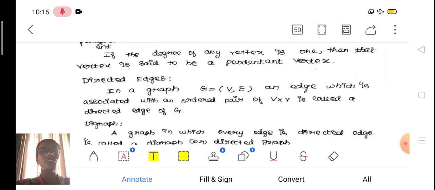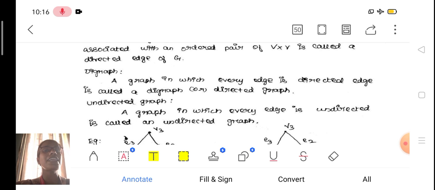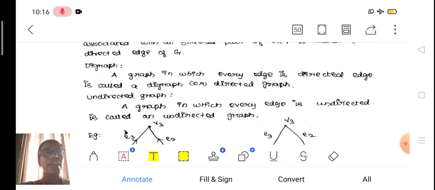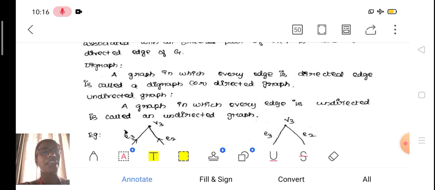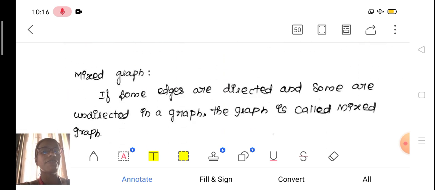And directed edges. In a graph G, an edge which is associated with an ordered pair of V cross V is called a directed edge of G. And digraph: a graph in which every edge is a directed edge is called a digraph or directed graph. Undirected graph: a graph in which every edge is undirected is called an undirected graph. If the direction is mentioned, we can say it is a directed graph. If it is not mentioned, it is an undirected graph.